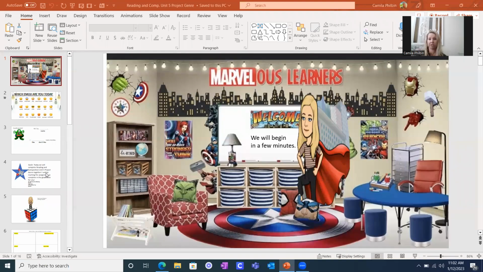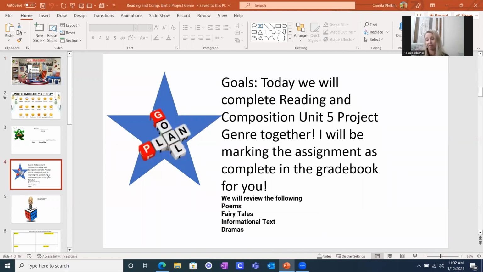So today we're going to look at Unit 5, the project genre. One of the options for this project is to make a poster reviewing, explaining, and giving examples of the following: poems, fairy tales, informational text, and dramas. These are all different genres, or different types of text, that we've learned about in our reading and composition course so far.